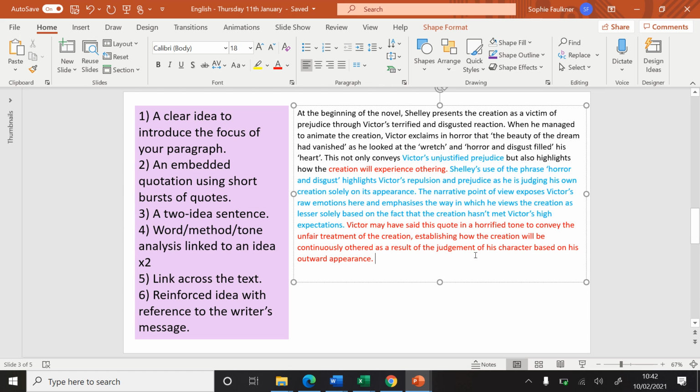Victor may have said this quote in a horrified tone to convey the unfair treatment of the creation, especially how the creation will be instantly othered as a result of the judgment of his character based on his outward appearance.